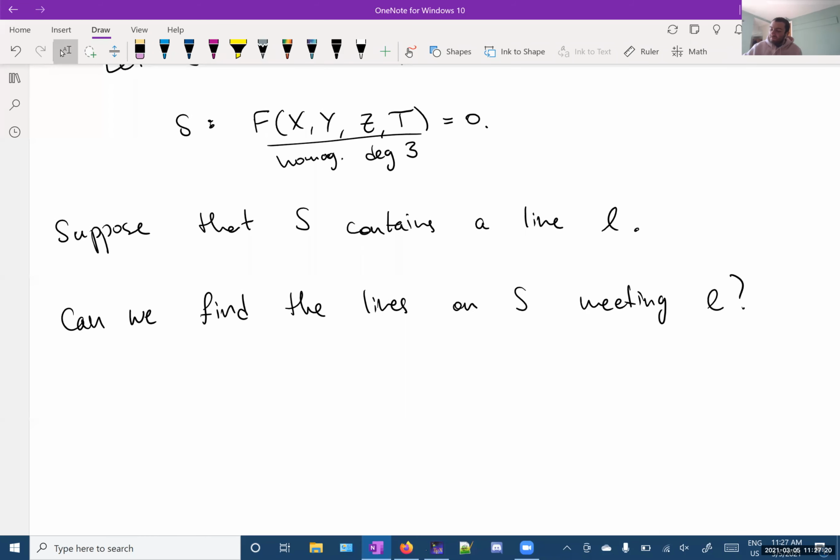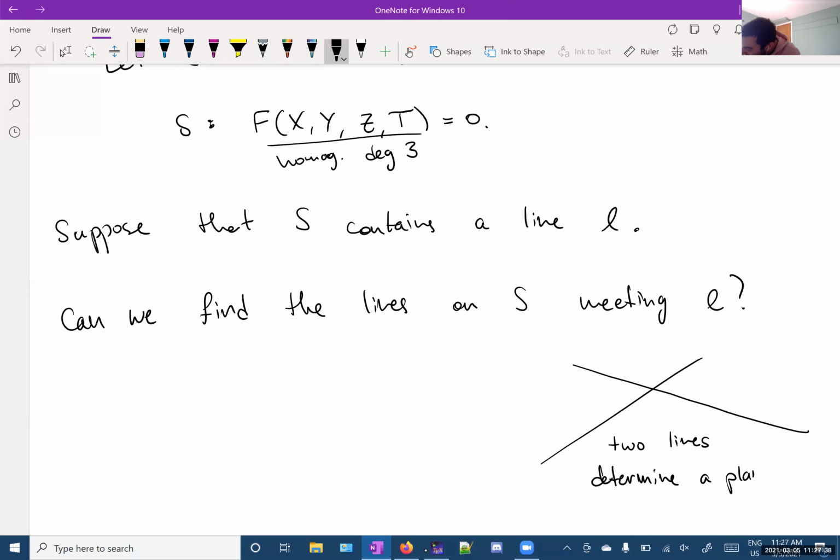So if I have 2 lines, then 2 lines always make a plane, or they span a plane. They determine a plane. This is just the same as if you draw 2 lines for me and they intersect in R3, they give you a plane. And it works the same here. So 2 intersecting lines will always determine a plane.